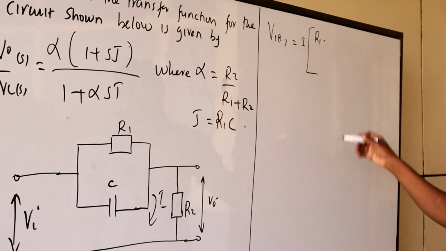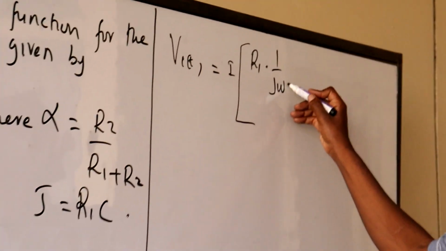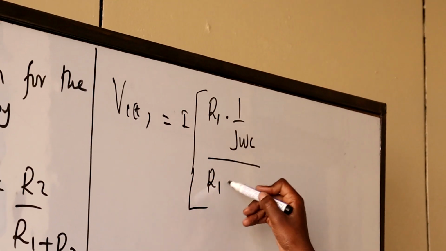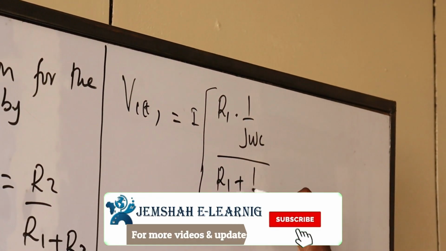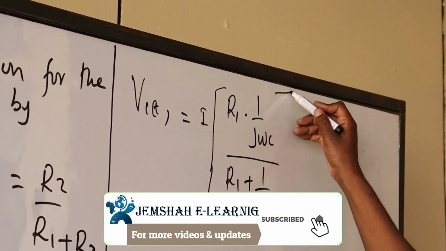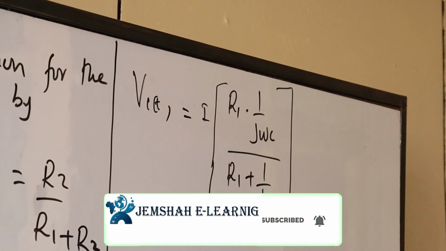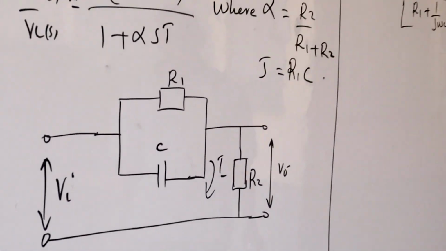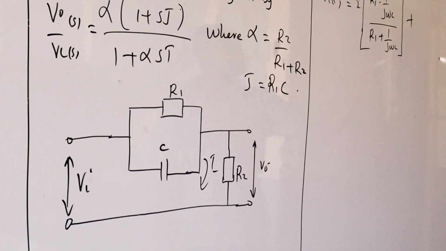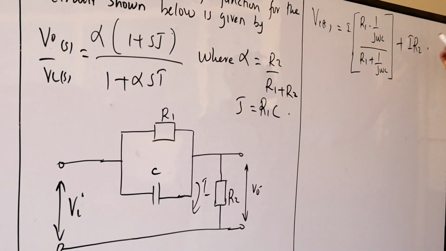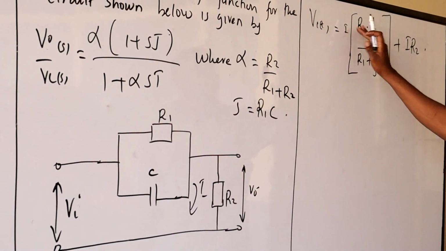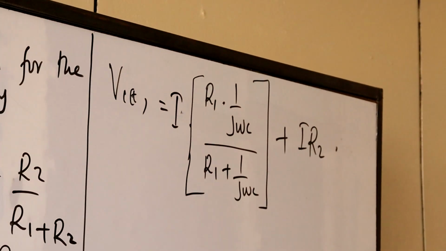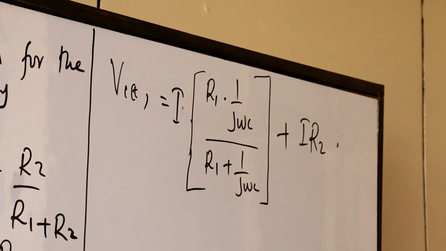times 1 over j omega C, all over R1 plus 1 over j omega C. So that one will give us the impedance that is here, plus V out, which is simply I R2. So this I is common to both. So that one is an expression on how we can get the transfer function.